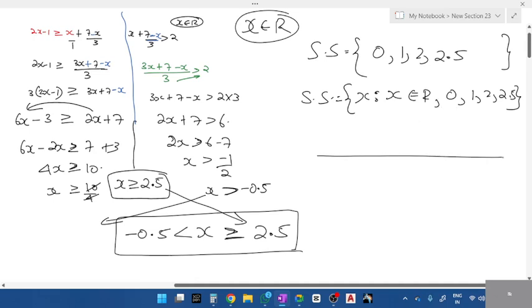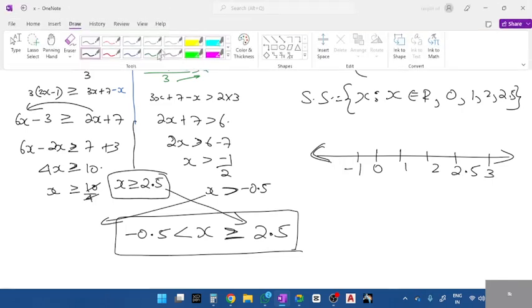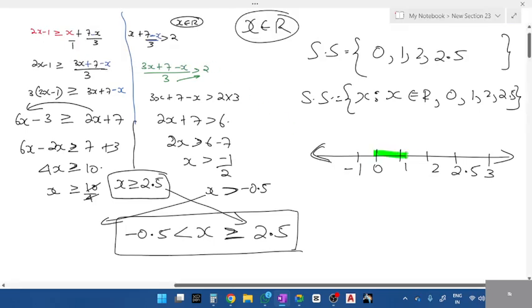Yeah. Now number line. Now number line. For real numbers, do you keep dot or draw a line? You have to draw a line. Start from 0, 1, 2, 2.5. Just for example, keep 3 here and minus 1 here. Enough. Start from 0. I'll draw in the green line. From 0 up to 2.5. That's it. This is the answer.